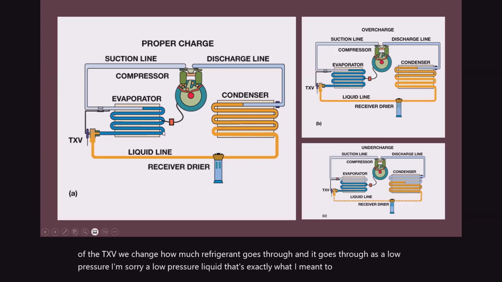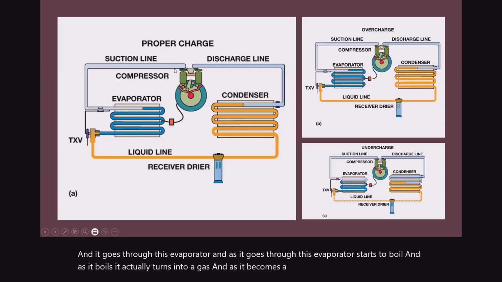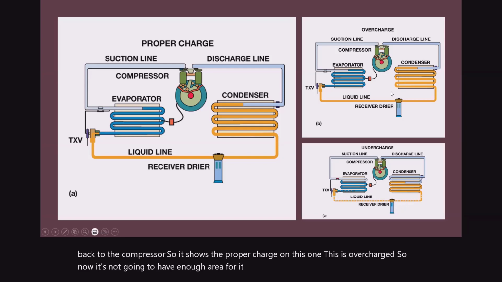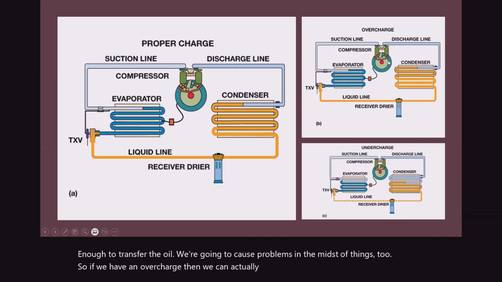And it goes through this evaporator, and as it goes through this evaporator, it starts to boil. And as it boils, it actually turns into a gas. And as it becomes a low pressure gas, it goes all the way back to the compressor. So it shows the proper charge on this one. This is overcharged, so now it's not going to have enough area for it to actually work. And here is a low undercharge system right here. So now we don't have enough to transfer the oil. We're going to cause problems in the midst of things too. So if we have an overcharge, then we can actually have liquid coming into the compressor and damage it.